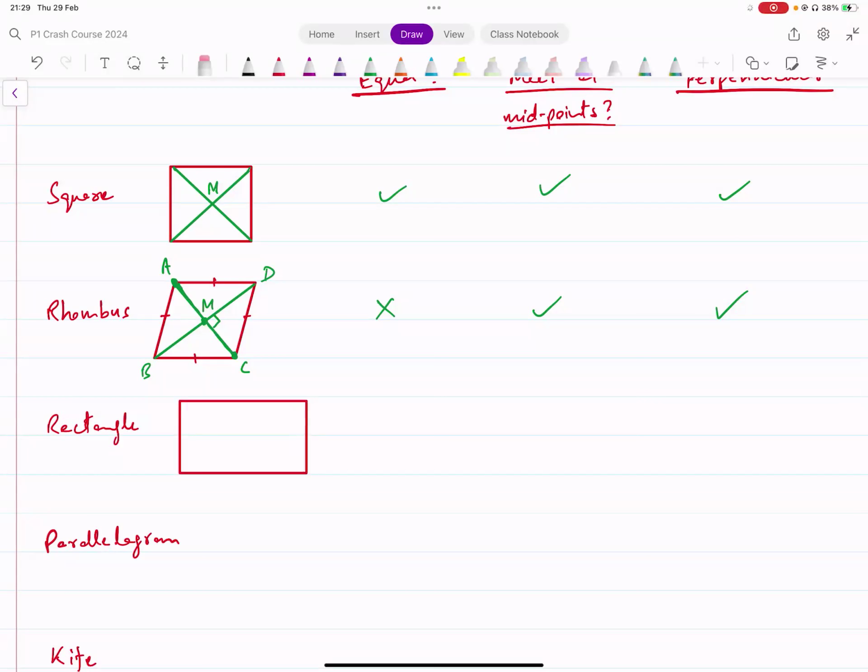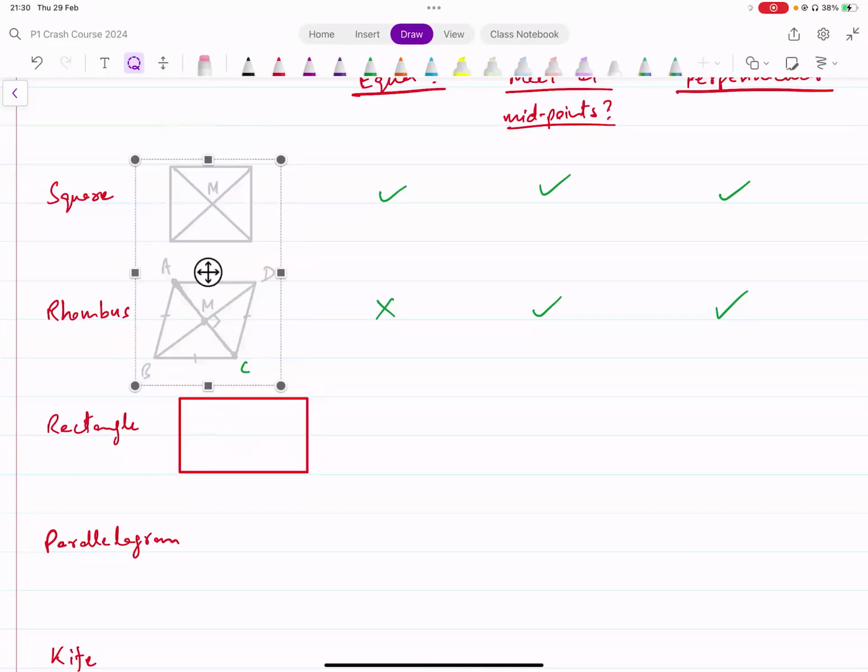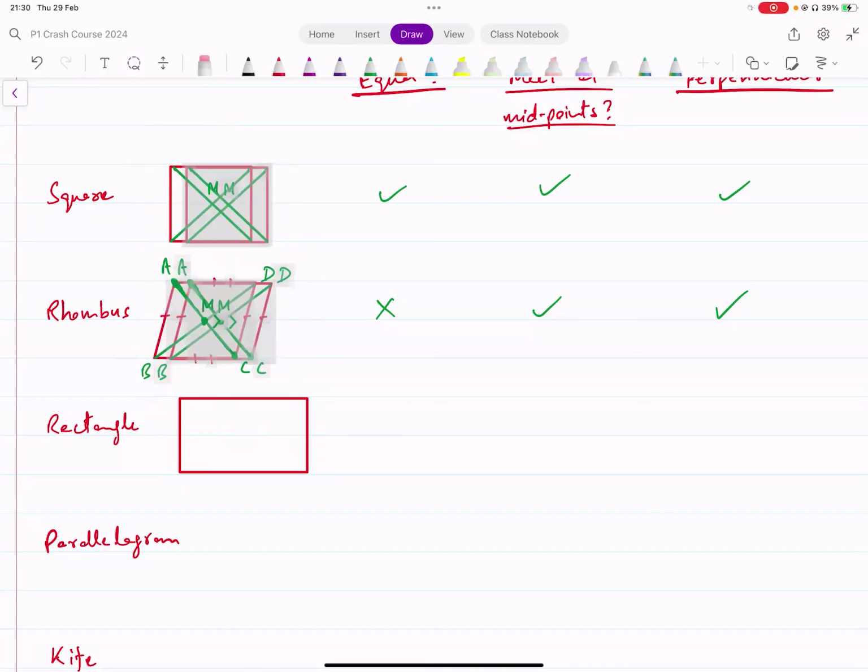A rectangle looks like this. Now, how is a rectangle different from a square? The angles are all 90. However, in a rectangle, the sides are not equal now. In the rhombus, sides were equal, but angles were not equal. Now, angles are equal, but sides are not equal in a rectangle.